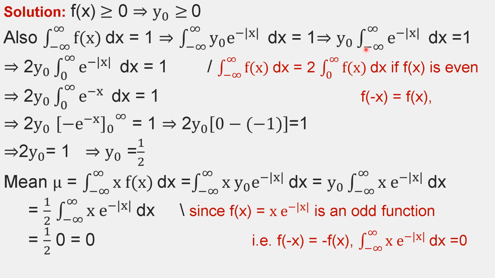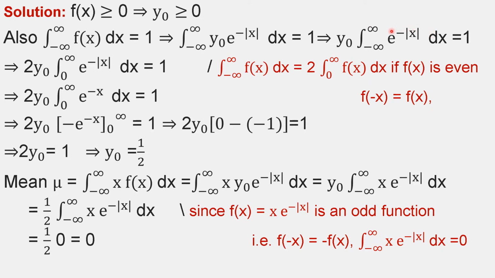Now see this integral. See the property of a definite integral of the form minus a to plus a of f(x) dx. When you have an integral of this type, minus a to plus a of f(x) dx, then if f(x) is even, the integral will be 2 times the integral from 0 to a of f(x) dx.